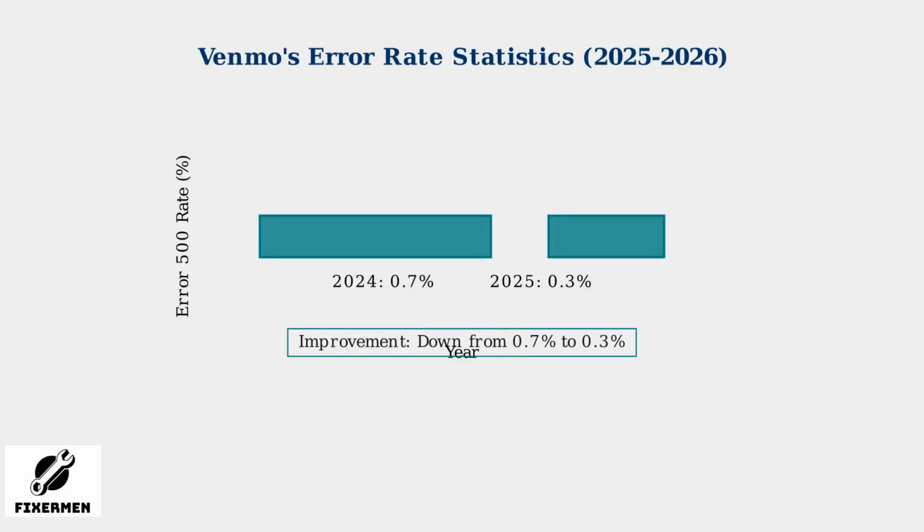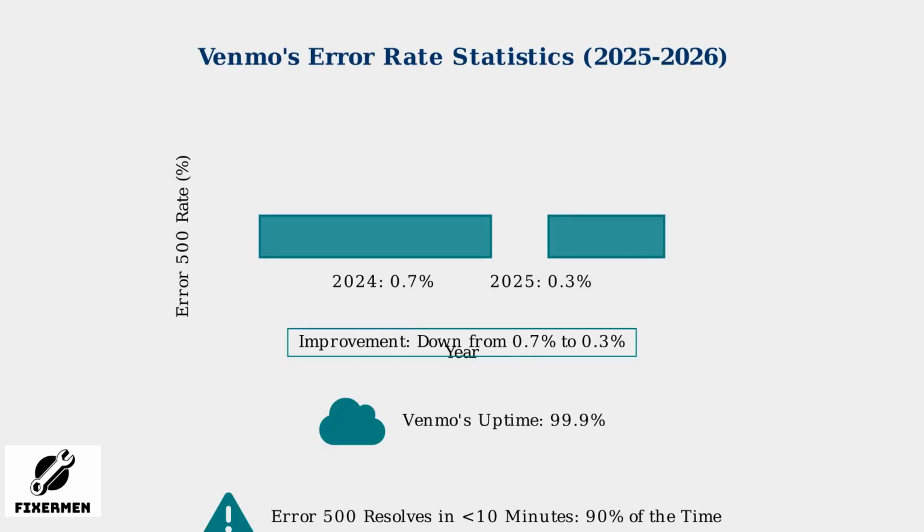Statistics show mobile payment apps average 0.5% error rates, with Error 500 making up 40% of incidents, according to Gartner. Statista data indicates 99.9% uptime for platforms like Venmo, with quick resolution times. Venmo reported a 0.3% Error 500 rate in 2025, down from 0.7% in 2024. This shows significant improvement in their error handling. Statistics indicate Venmo's uptime is 99.9%, with Error 500 resolving in under 10 minutes 90% of the time.